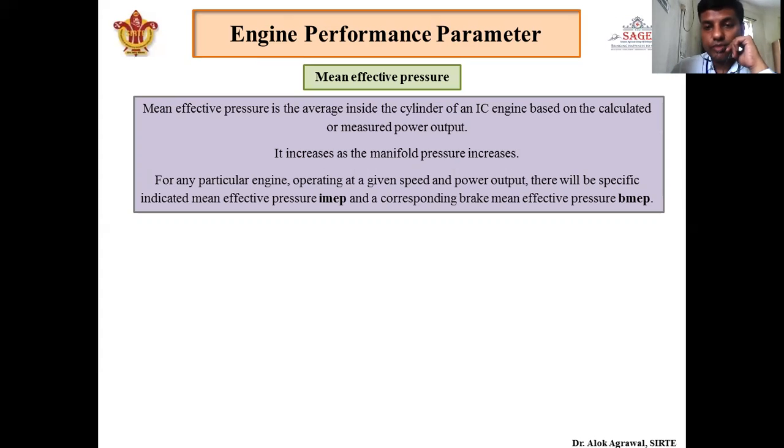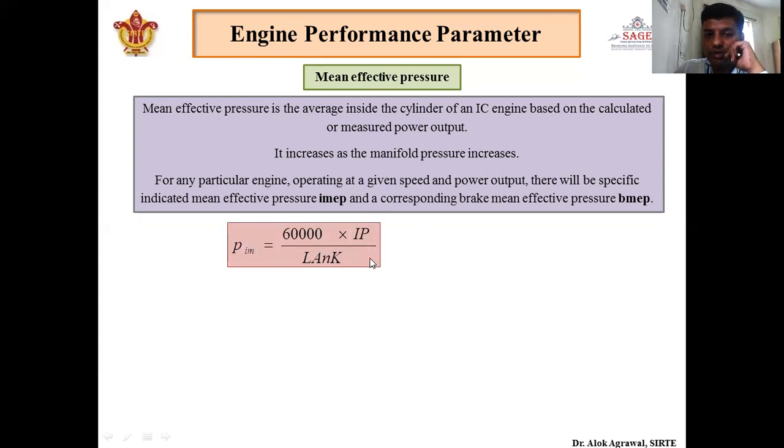So if you want to say what the overall average is, or if we want to define that cycle with only one pressure, because we have seen that in a cycle the pressure is continuously changing, it is a variable quantity. But if you want to define that cycle with only one pressure value, then that pressure is called mean effective pressure. Again, mean effective pressure can be of two types, that is indicated mean effective pressure or brake mean effective pressure.